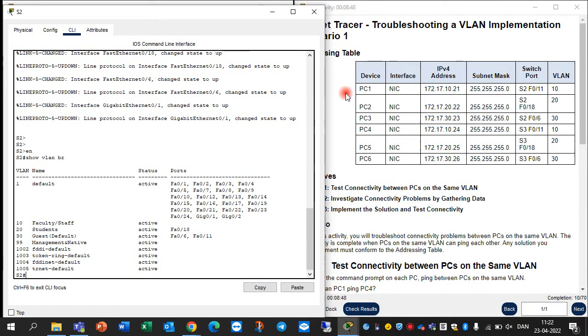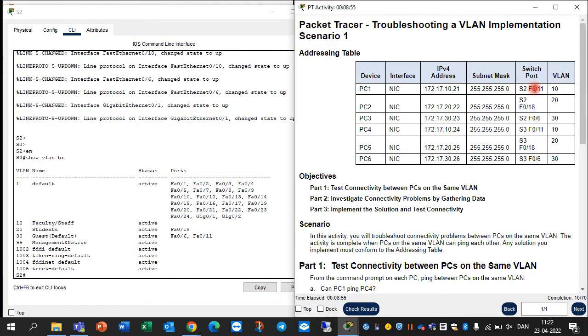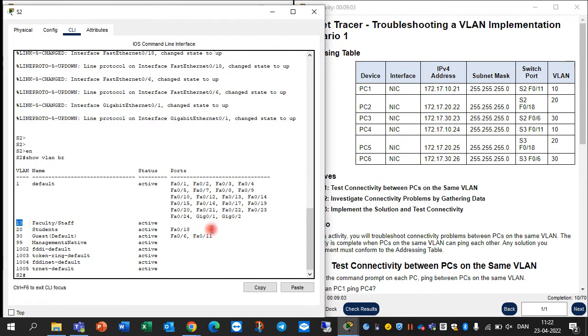In switch 2, F0/1 should be assigned to VLAN 10, but no interface is assigned to this VLAN. The first problem is that it is assigned to 30, and we should fix this problem.